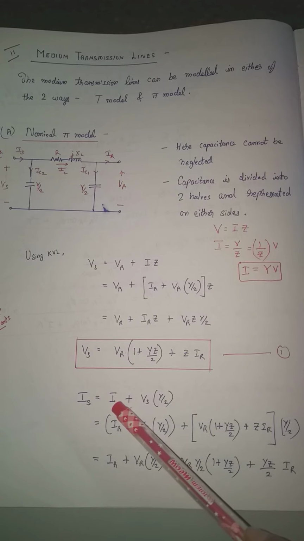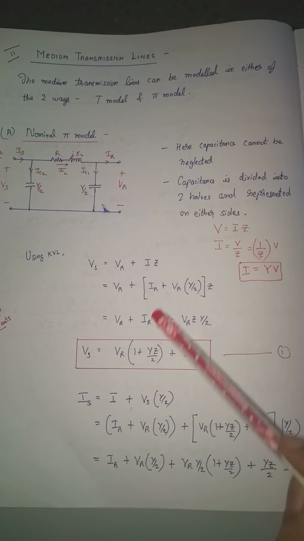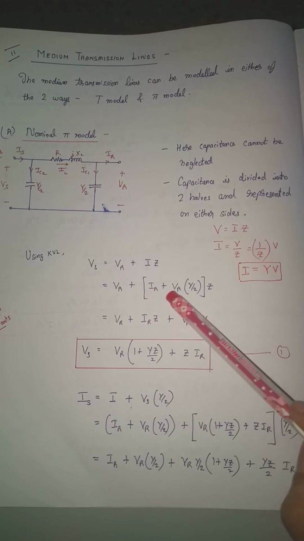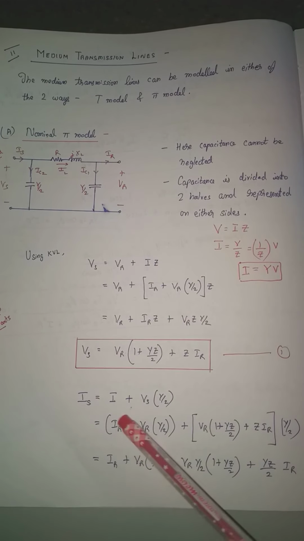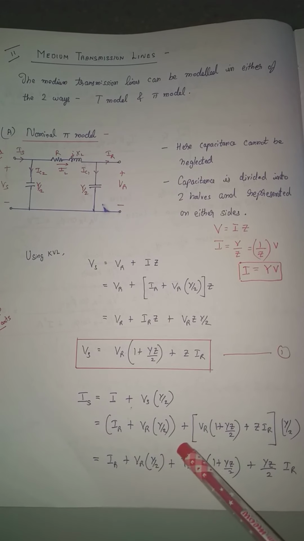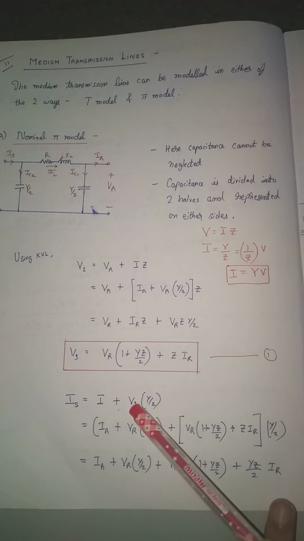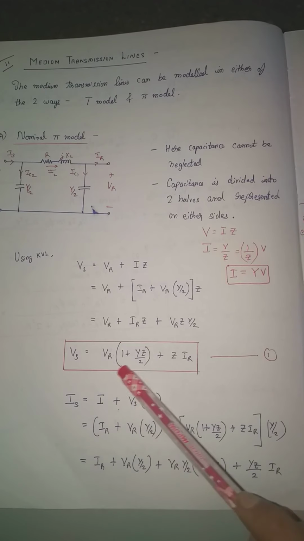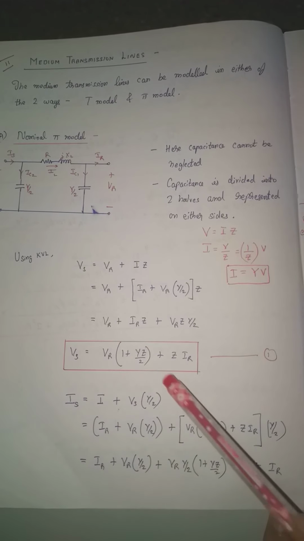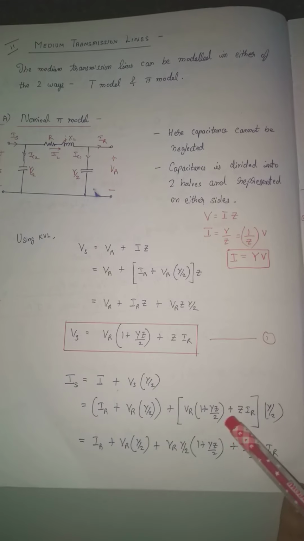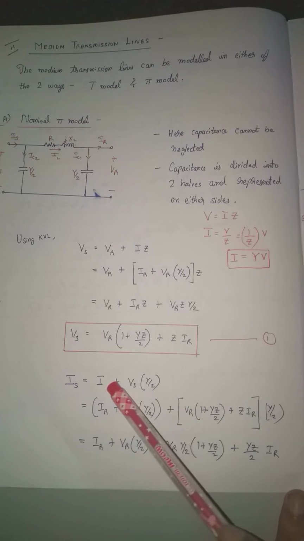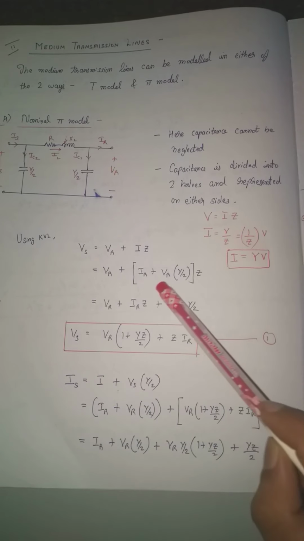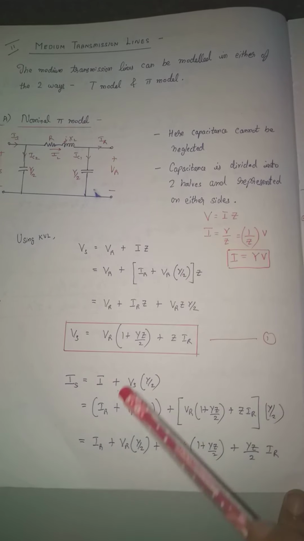this current I, already I have written the expression for I over here. This I is nothing but IR plus VR Y by 2. Already we have derived that, I am using it here. In place of I, I am writing IR plus VR Y by 2, plus Vs into Y by 2. Vs we have already derived in expression 1, and I am substituting it here. So just try to understand. In place of I, whatever I've got here, I am putting it here.